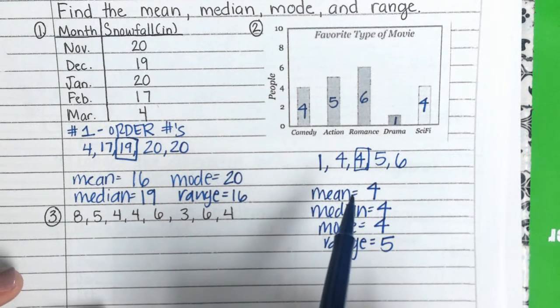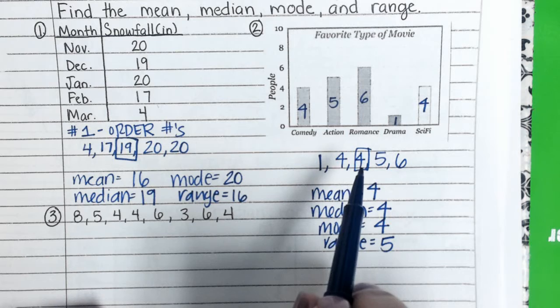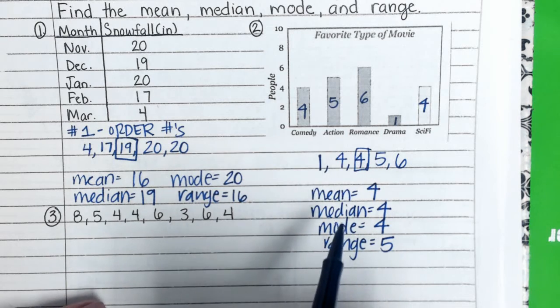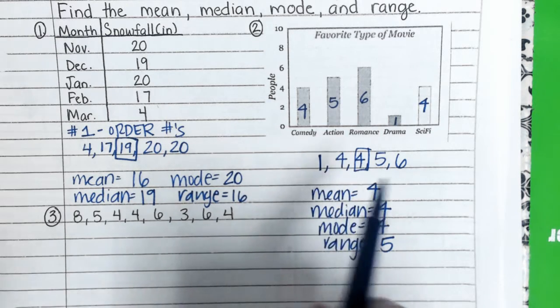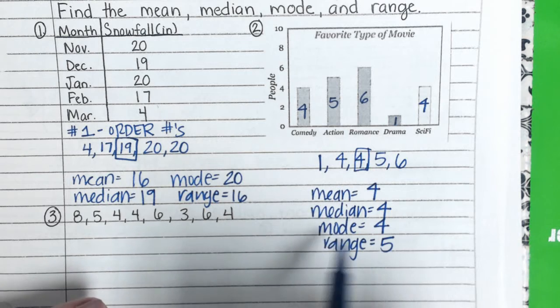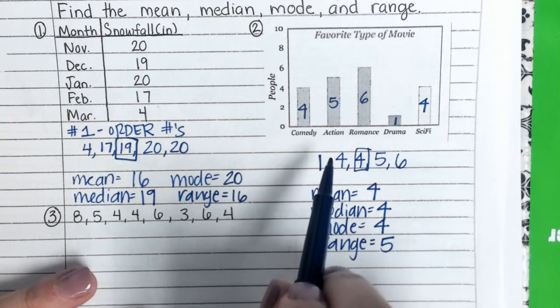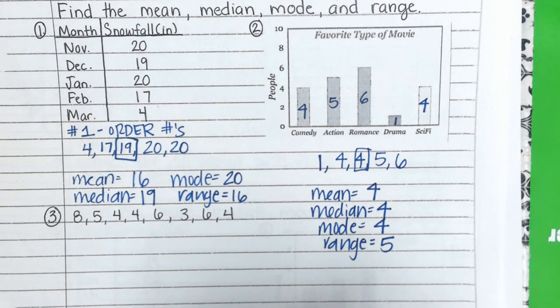Let's look. Mean, I add and divide. Median is the middle number. I've got 2 on each side. Mode, we see the most. 4 is listed more than anything. And range is the difference between my highest and my lowest. The mode, I see it most often. Yep.